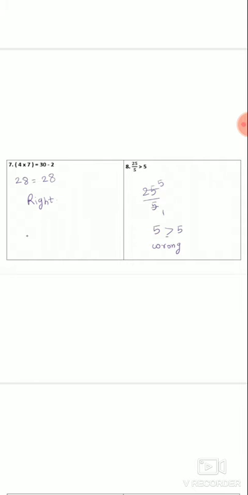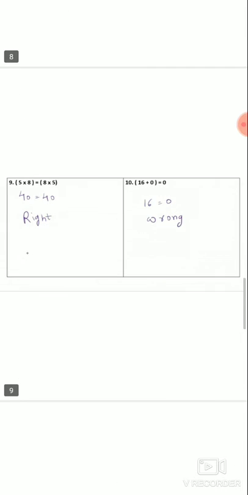5 ones are 5, 5 fives are 25. The answer is 5. So 5 equals 5. Then it shows 5 is greater than 5, so it's wrong. Now 5 multiplied by 8, the answer is 40. Then also 8 multiplied by 5, the answer is 40. This is right.